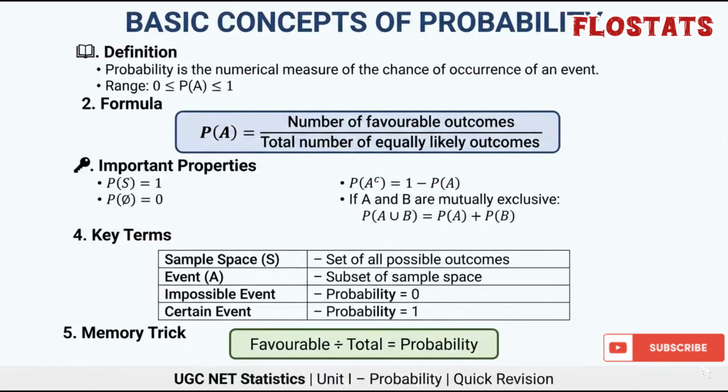Some important properties are: the probability of the sample space is 1. The probability of an impossible event is 0. The probability of the complement of an event is 1 minus the probability of that event.